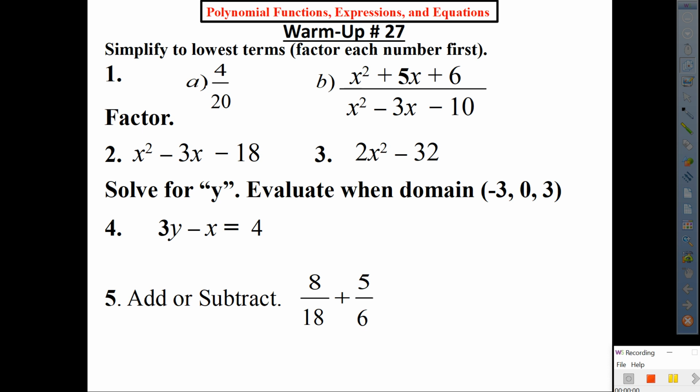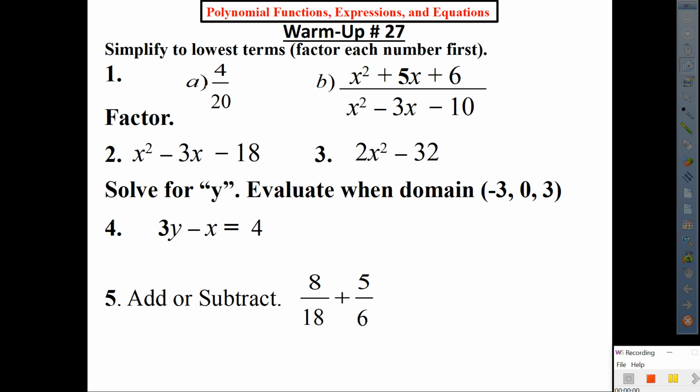Numbers 2 and 3, it says to factor. Number 2 reads x squared minus 3x minus 18. And number 3 is 2x squared minus 32. Number 4, it says solve for y, then evaluate when the domain is -3, 0, and 3. And the equation given is 3y minus x equals 4. And number 5, add or subtract 8 over 18 plus 5/6.